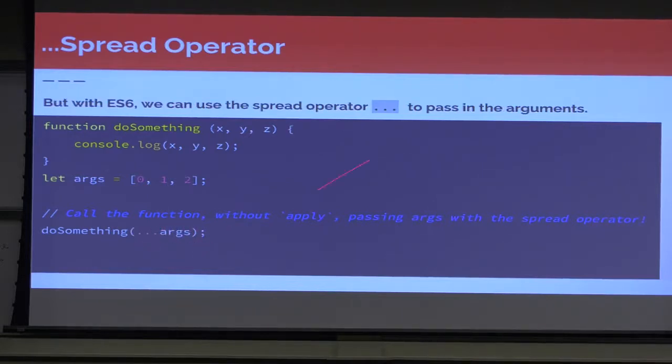So what the spread operator does is almost exactly like what it sounds like. It's going to take this argument, this array here, and it's going to spread it out to where doSomething is actually 0, 1, and 2. And this is very useful in a number of ways.